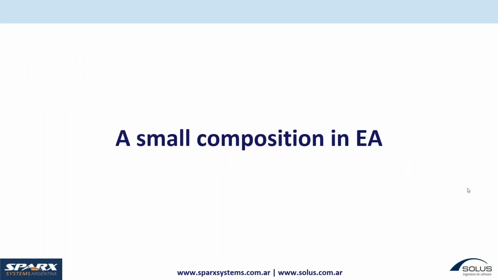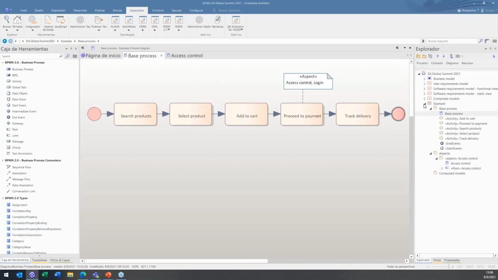Well, I'll present a small composition in Enterprise Architect. In this case, we have our models, as I told you, and we have an example. We have a base process. It's a regular process, but imagine that we need to check the access of customers when they have to proceed to pay for what they are buying. In this case, we have to indicate our join point with an annotation element stereotyped as aspect and with a small grammar.